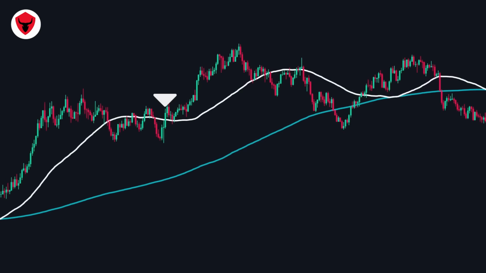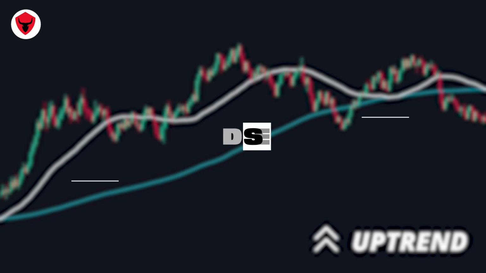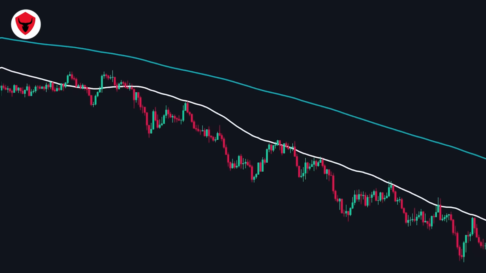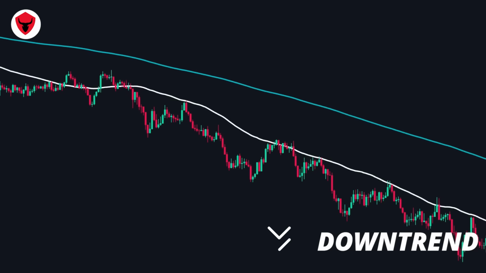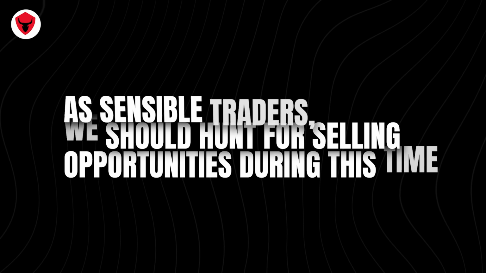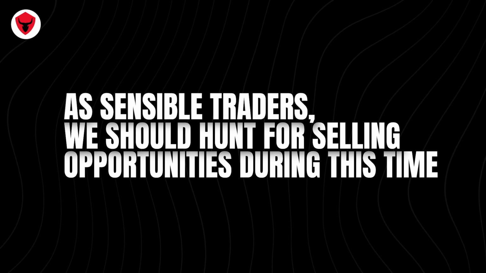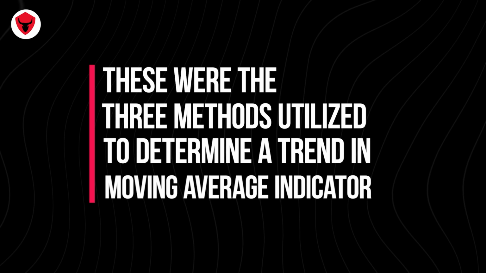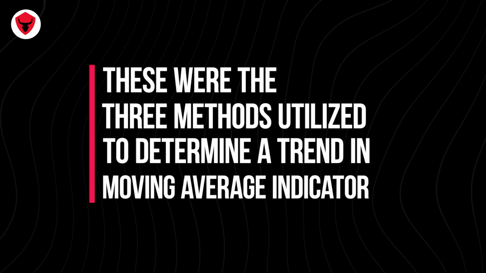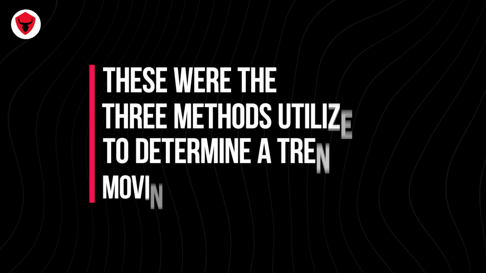When the smaller MA is above the larger MA, it suggests that the price is in an uptrend and we should search for buying chances. When the smaller MA is below the larger MA, we consider the price to be in a downtrend. And as sensible traders, we should hunt for selling opportunities during this time. These were the three methods utilized to determine a trend in the moving average indicator.